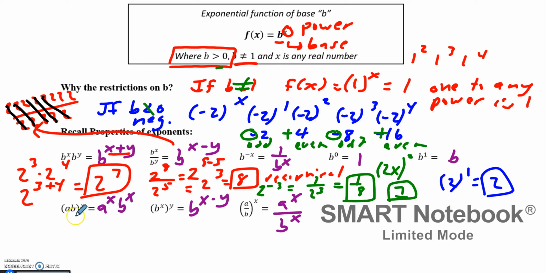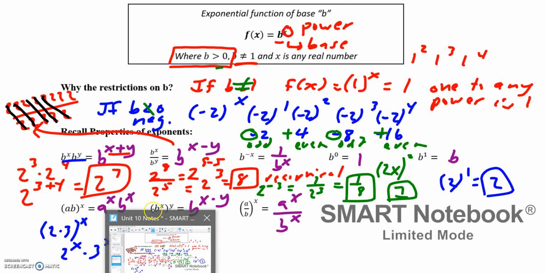This power, ab to the x, is really the same as, like, 2 times 3 to the x. You could say instead of 6 to the x, this is really the same as 2 to the x times 3 to the x, because the power is applying to both bases. These two properties, the first one and this one right here, are the most mixed up two.